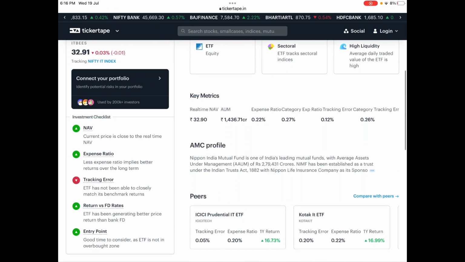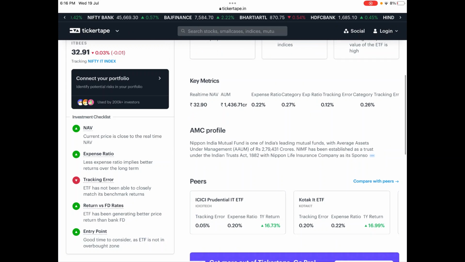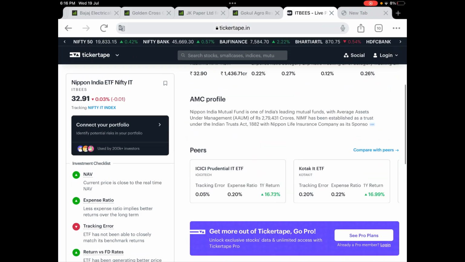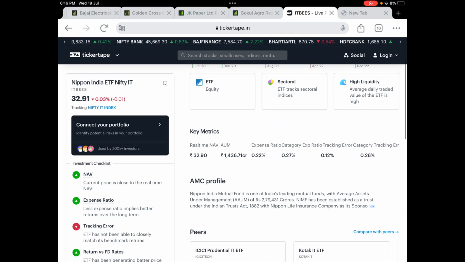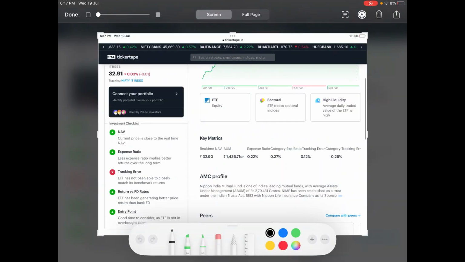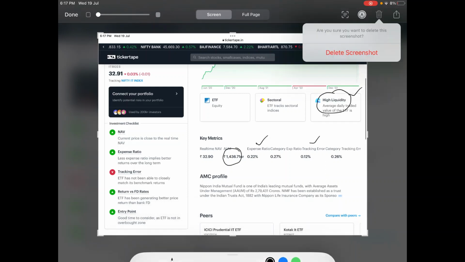And now I'll come to the important factors which I was talking about. So see, the liquidity is good, right? It has high liquidity. The AUM is also good, it's maintaining a big AUM. The expense ratio is also good, and the tracking error is also good. So this is one ETF which we can select, right?